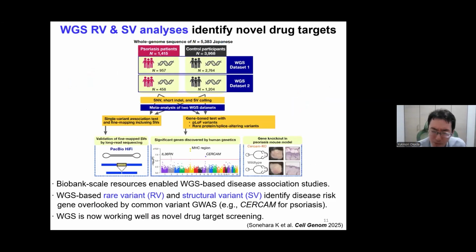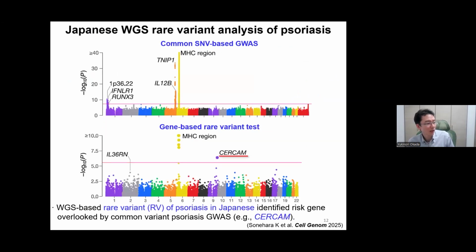Okay, maybe my next talk is about more genome-wide stuff: whole genome sequence, rare variant, and structural variant analysis of psoriasis. I started this more than 10 years ago, especially in strong collaboration with Professor Murota at Nagoya City University. We concentrated on the initial whole genome sequence-based psoriasis GWAS, and I'm going to show some of the results of this study. The point is that this is whole genome sequence.